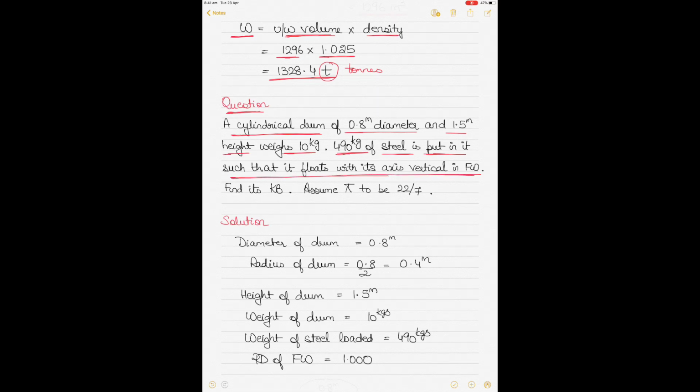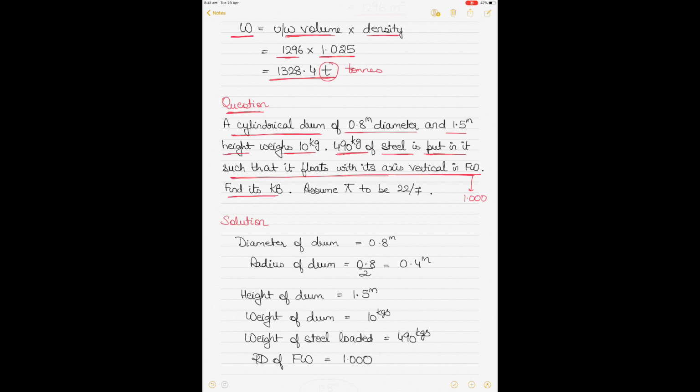This time it's fresh water. Fresh water density is 1. Alright, that's a relative density. So you have a drum of 0.8 meter diameter, 1.5 meter height, and the drum weighs 10 kilograms. You have put 490 kilograms of steel in it, such that it's still floating with its axis vertical in fresh water. Find its KB. You have to find its center of buoyancy from the height, from the keel.